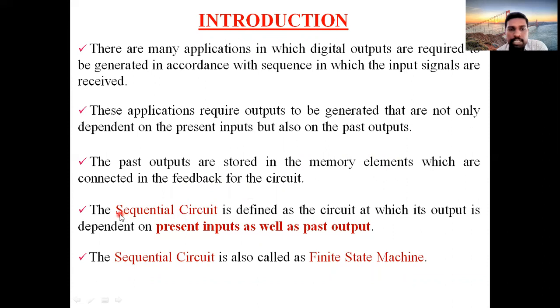Okay, therefore we can say a sequential circuit is defined as the circuit in which the output depends on the present inputs as well as the past outputs. Okay, so therefore the sequential circuit is also called a finite state machine. It consists of a finite number of states.